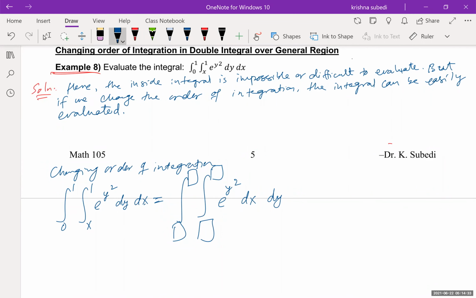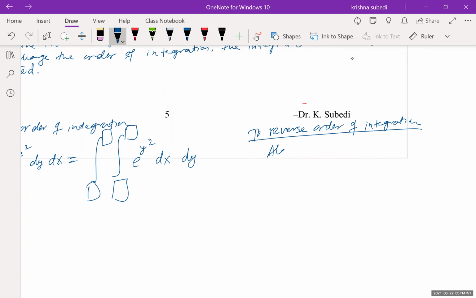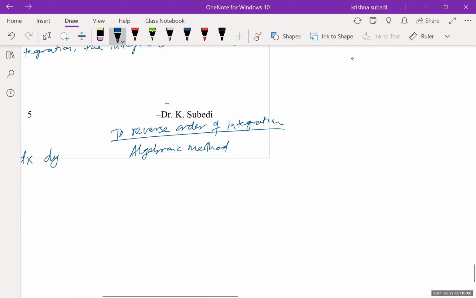There are two methods to figure out the limit, to change the order of integration. One, I call it the algebraic method. Another, I call it the geometric method. So I'm going to do both methods for this example, and you tell me which one you like and I'll follow that for the next, okay?